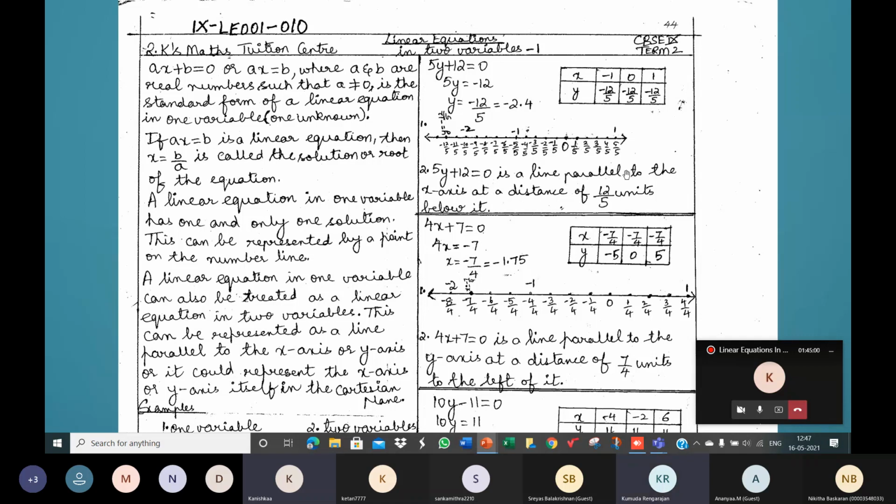Below the x-axis. So you can see it here also. 5y plus 12 is equal to 0. When you treat this equation as a linear equation in 2 variables x and y, it is a line parallel to the x-axis at a distance of, see, you should not say -2.4 units because distance is not negative. Distance is positive. y is -2.4, but don't say at a distance of -2.4 units. So at a distance of 2.4 units below the x-axis.